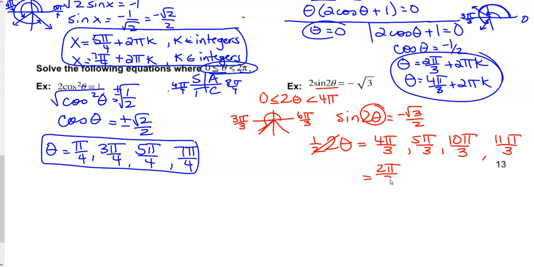Multiply by 1/2 on my second angle, a 1 over a 2. Nothing can cancel with the 2 and the 5, so that means I end up with 5 pi over 6. Likewise with the 10 pi over 3, multiply by 1/2 gives me 10 pi over 6. When I reduce, gives me 5 pi over 3. And then the last one, we would multiply by 1/2. That would just multiply the denominator by 2, which would give me 11 pi over 6. So this is my final answer for theta.